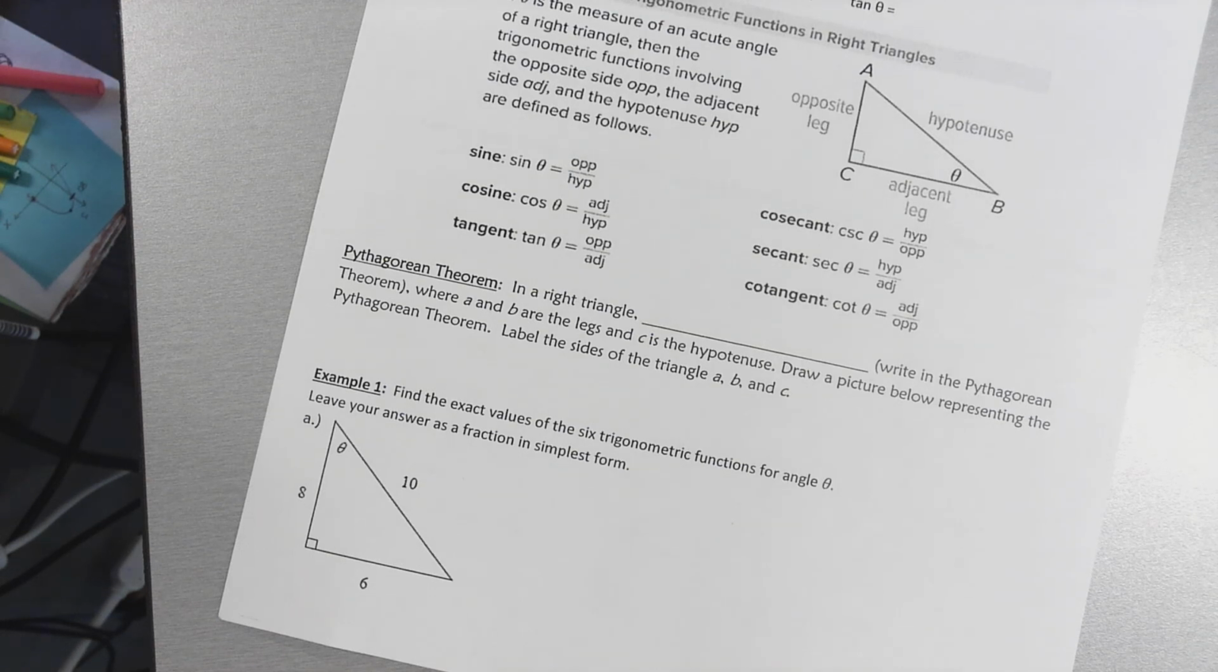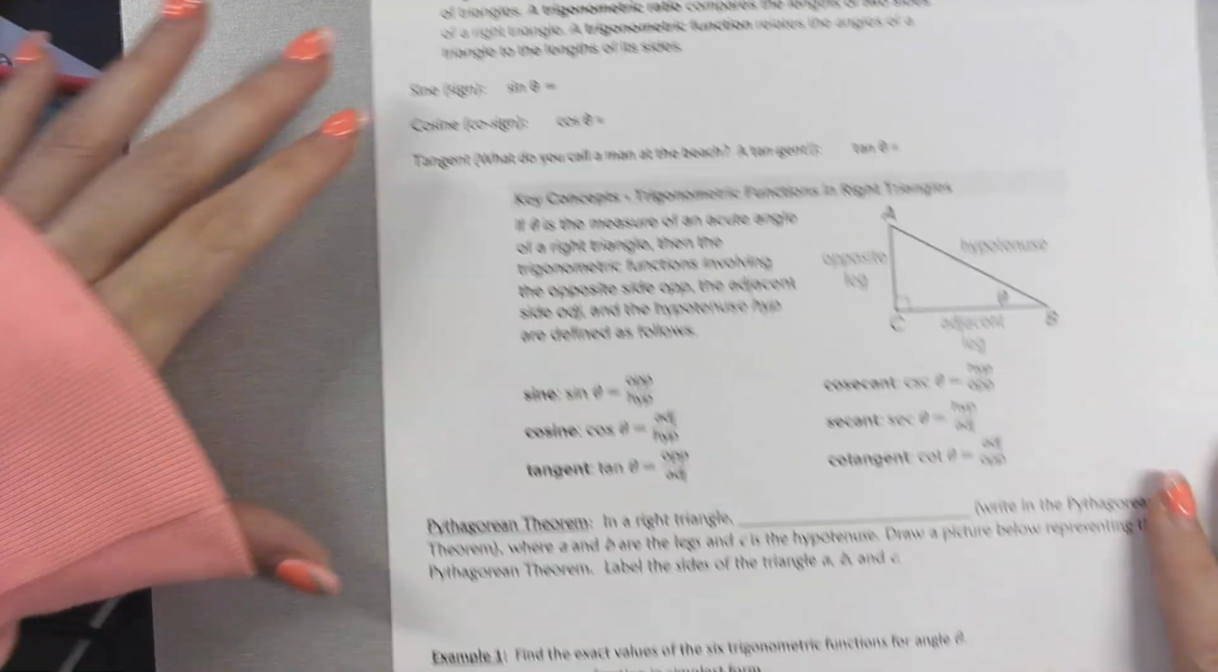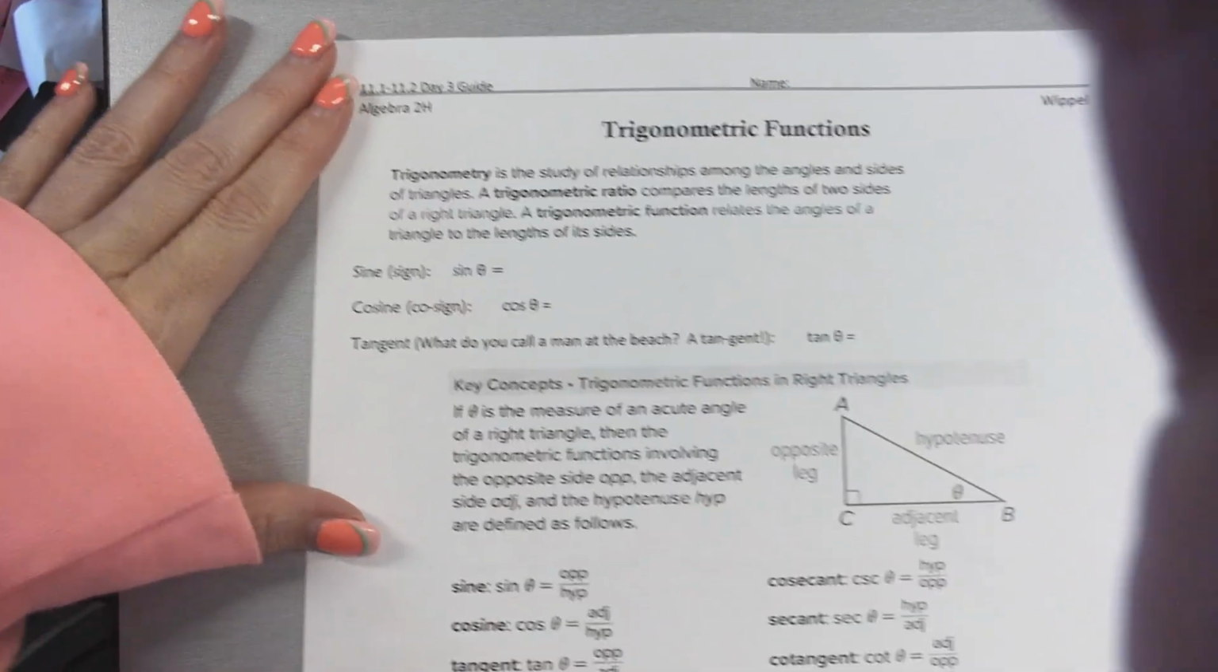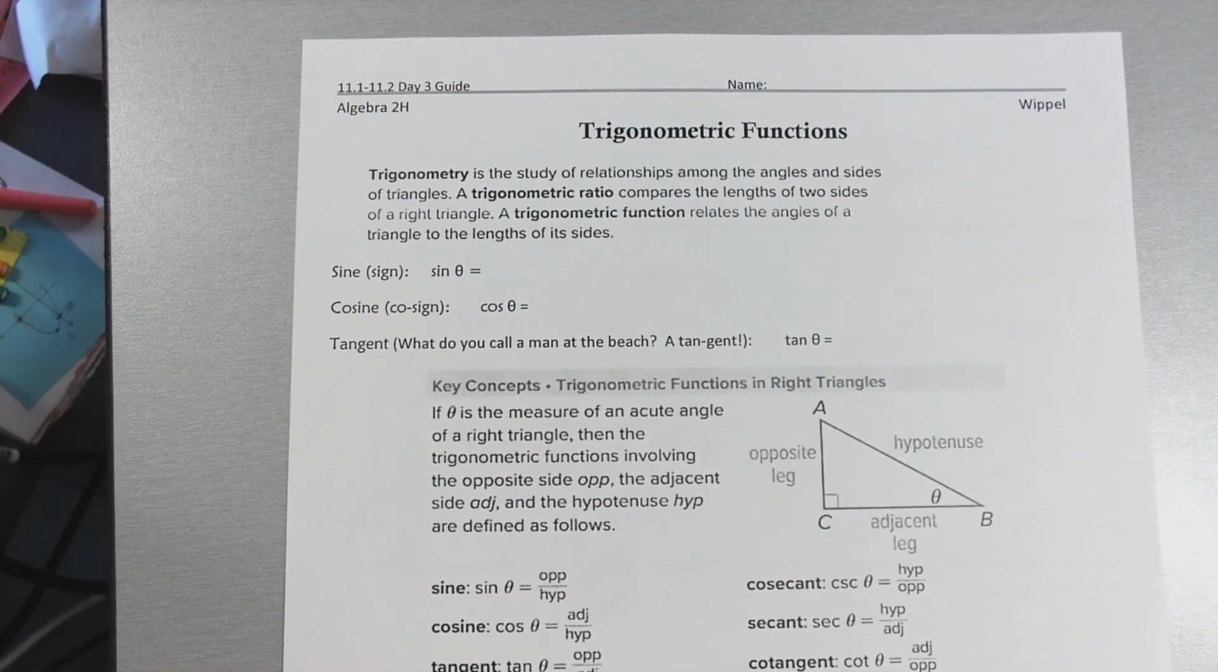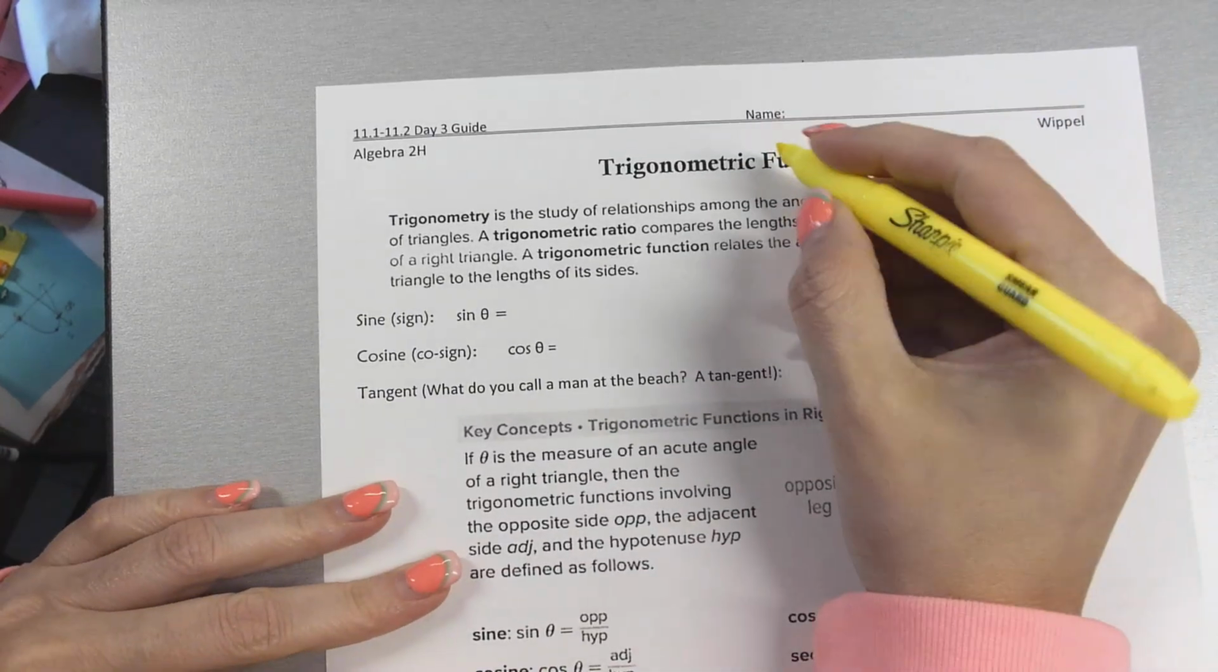So for day 3 of our journey into 11.1 and 11.2, we're going to review some things that you guys talked about in geometry. Okay, this is trigonometry. It is a big part of algebra 2. It's an even larger part of pre-calculus. But what it does is it studies the relationships between the angles and the sides of triangles.